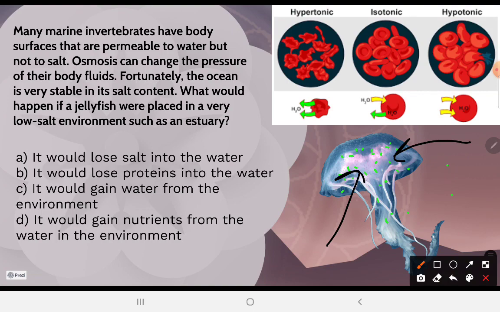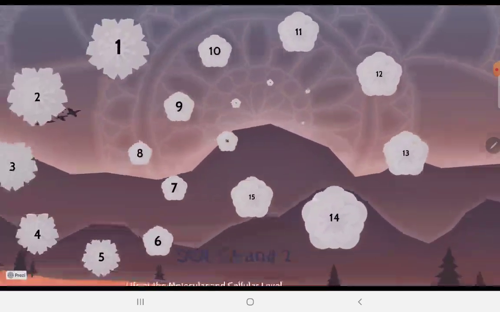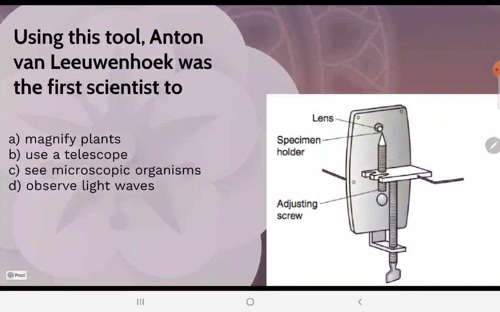And so the answer here is it would gain water from its environment because it is in a hypotonic solution. So I just remember hypo. So O as in it's swelling, right? So just remember that. Hypotonic is freshwater, hyper is saltwater.